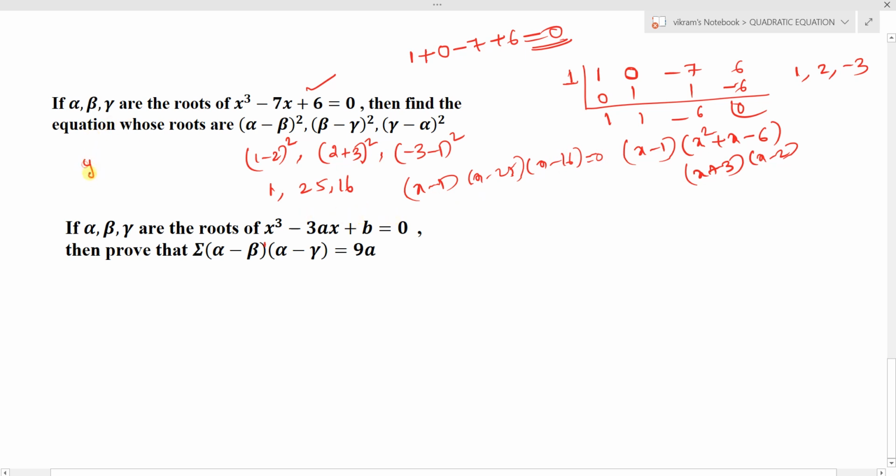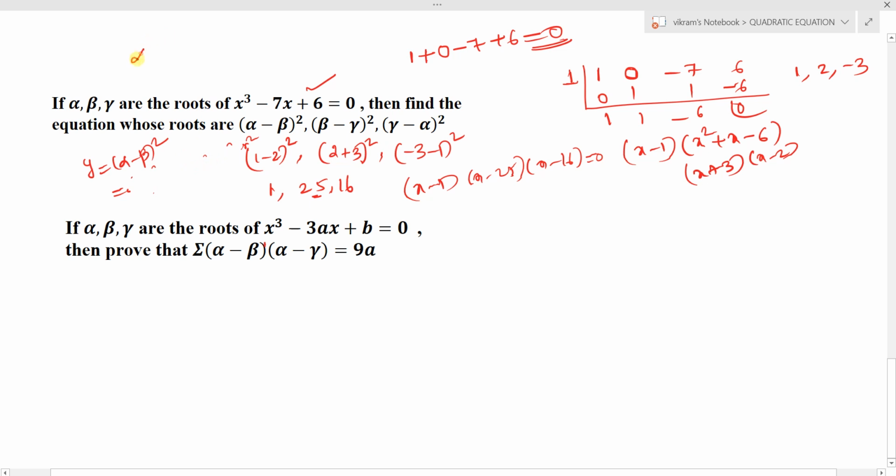Assume y is equal to alpha minus beta whole square. Then we can write this as alpha square plus beta square minus 2 alpha beta, then add plus gamma square and minus gamma square. Otherwise, you can write it in terms of alpha, beta, gamma.